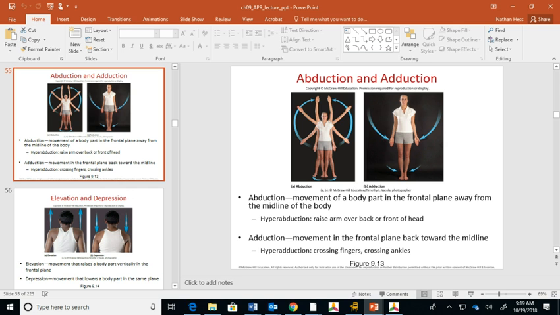Okay? Very straightforward. How about for your hip? What do you think is abduction of your hip? Going away this way and coming back is adduction. Abduction, adduction. Again, think of a jumping jack. Going out is ab, coming in is ad.